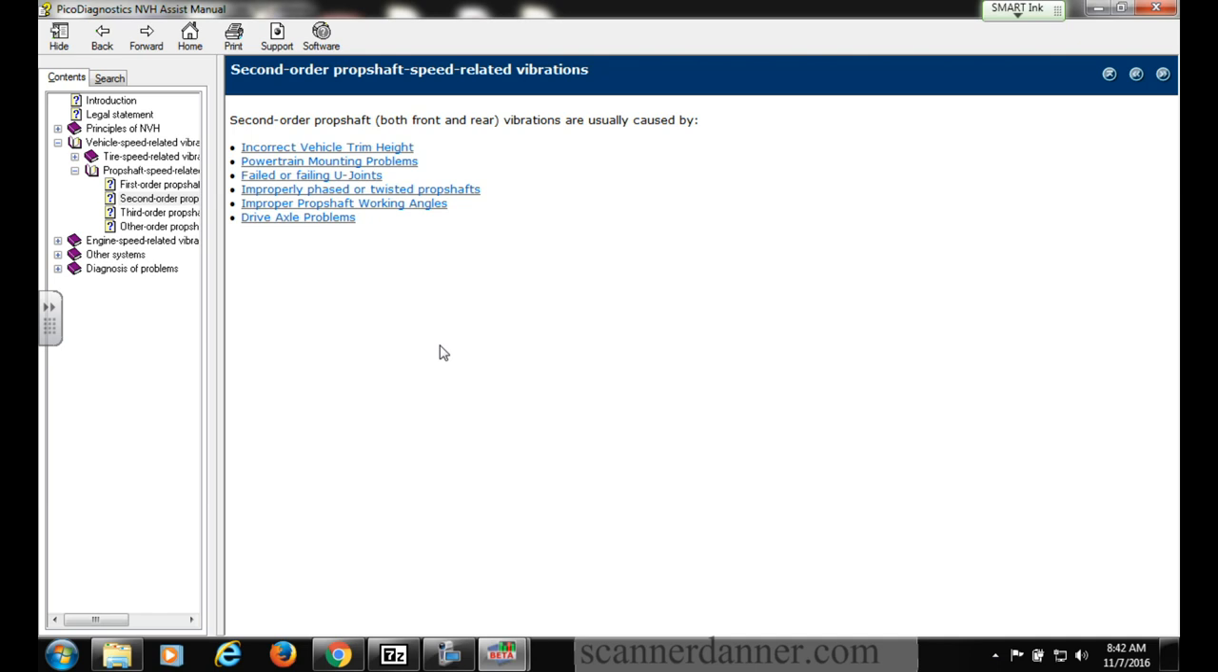Here's some bullets that are, this is usually caused by incorrect vehicle trim height, powertrain mounting problems, failed or failing U-joints. So you see where my focus was initially. Improperly phased or twisted prop shafts. That's pretty much us. I don't know if it'd be phased. It wasn't a phase issue. It was a working angle, wasn't it? Improper prop shaft working angle. That would be what we did, wasn't it? By putting the straight cut blocks in the rear, we changed our angle.